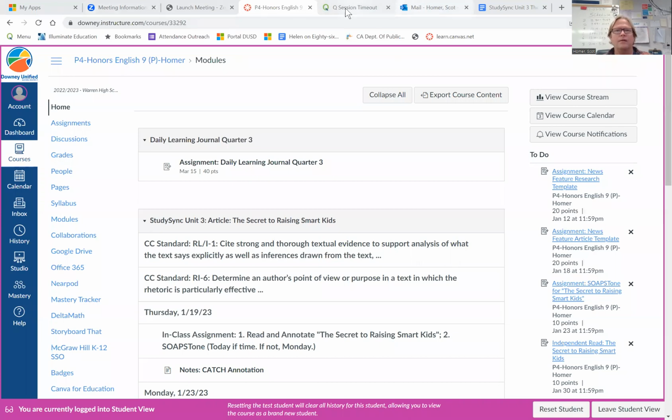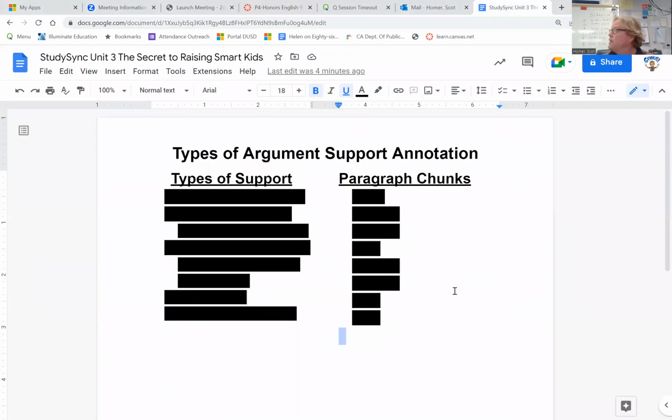Okay, so you will have this document, but you will also have notes on the board. What you're going to be doing is annotating your StudySync article, The Secret to Raising Smart Kids, for a second time. If you remember our StudySync books, the article starts on page 79. Page 79, The Secret to Raising Smart Kids.